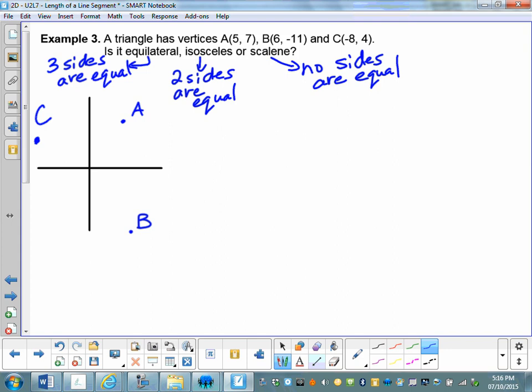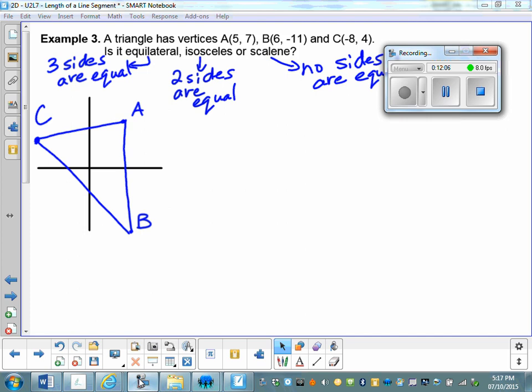Okay? And then if we join those, it's hard to tell from this sketch whether it's equilateral, isosceles, or scalene. So what we need to do is find the length of each of these sides. I'm going to plug those into the formula and we'll pick up when I get to that point.